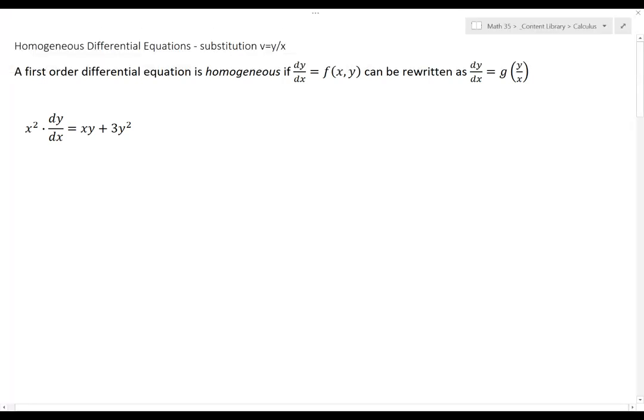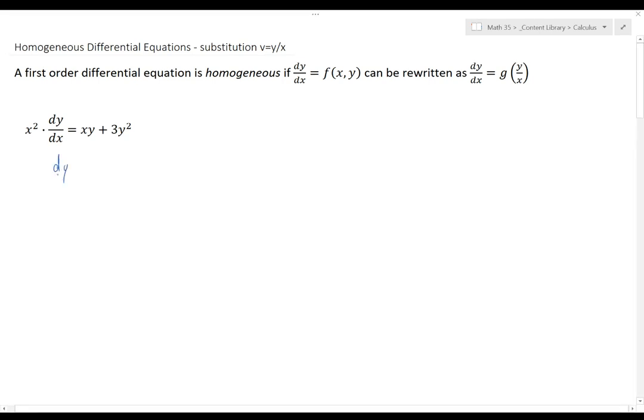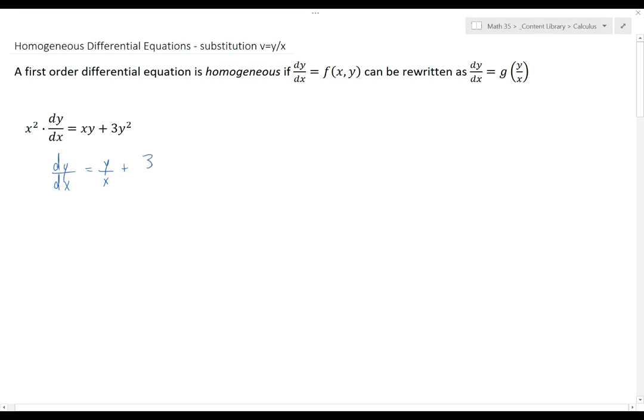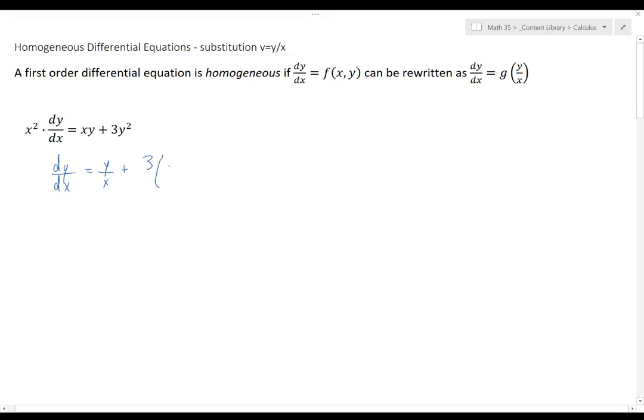So if I look at an example of this, initially I have this written as x squared times dy/dx equals xy plus 3y squared. But if I divide everything by x squared, then what I get is dy/dx equals y over x plus 3y squared over x squared. So I'm going to write that as y over x all squared.